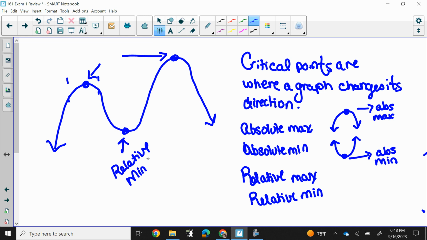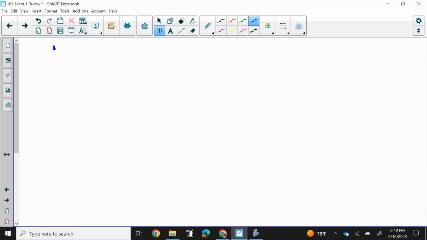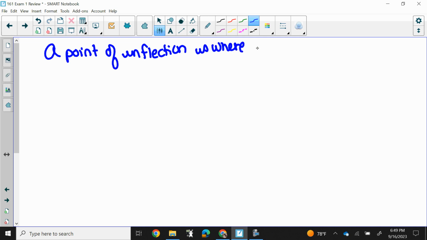Okay. A point of inflection is where a graph changes shape but not direction. So let me show you an example of a point of inflection. So I'm going to define that. A point of inflection is where a graph changes shape but not direction.